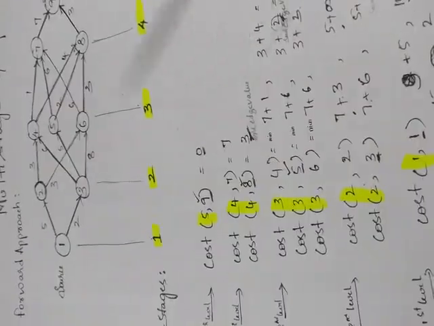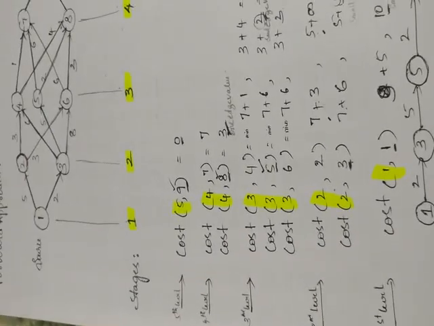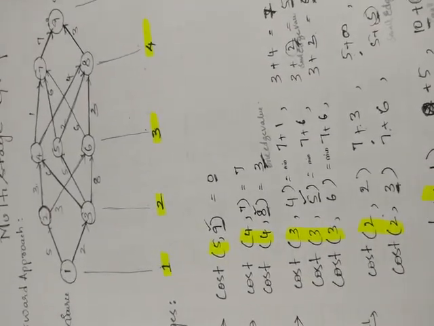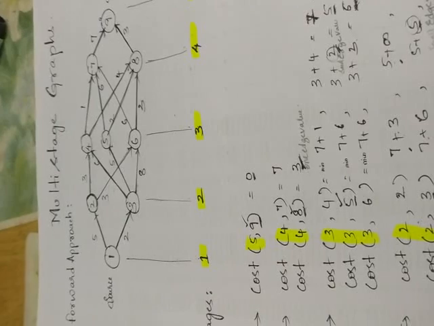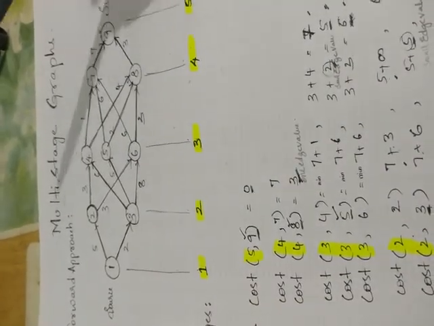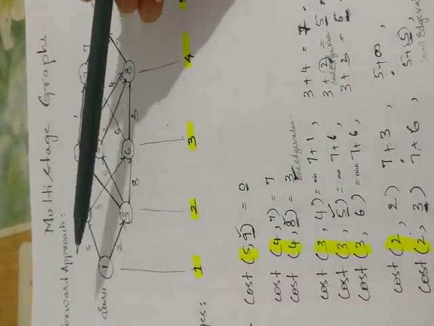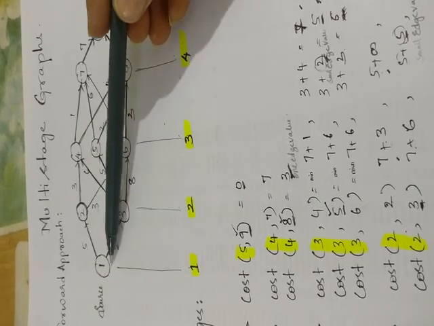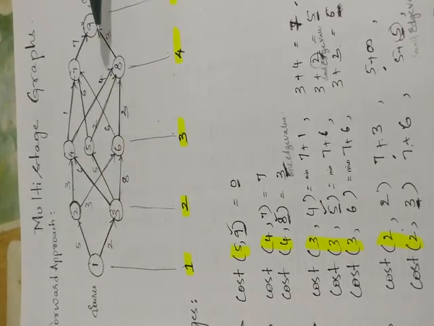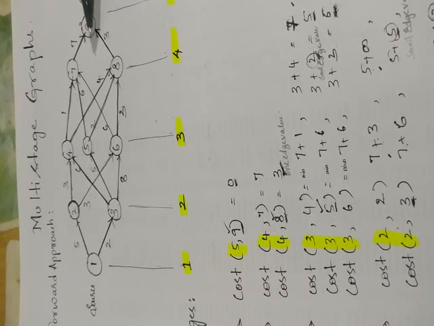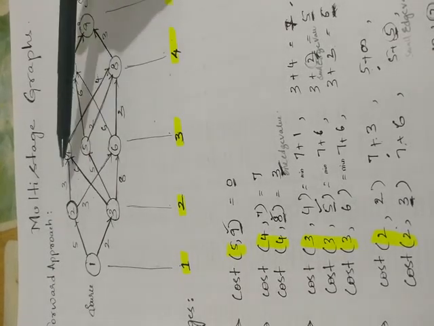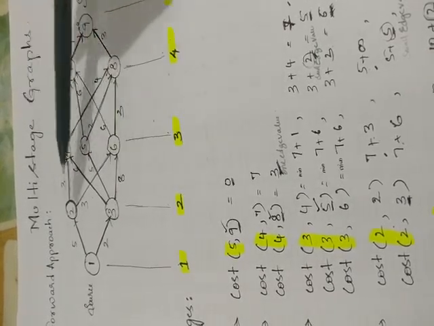I am telling both the approaches in the same video. I hope you will not get confused. So in the forward approach, I have taken one more graph here. Again I have written it as stages. In stage 1, that is source and sink, you will have only one vertex. In between you may have 2, 3, 4, 5, whatever.